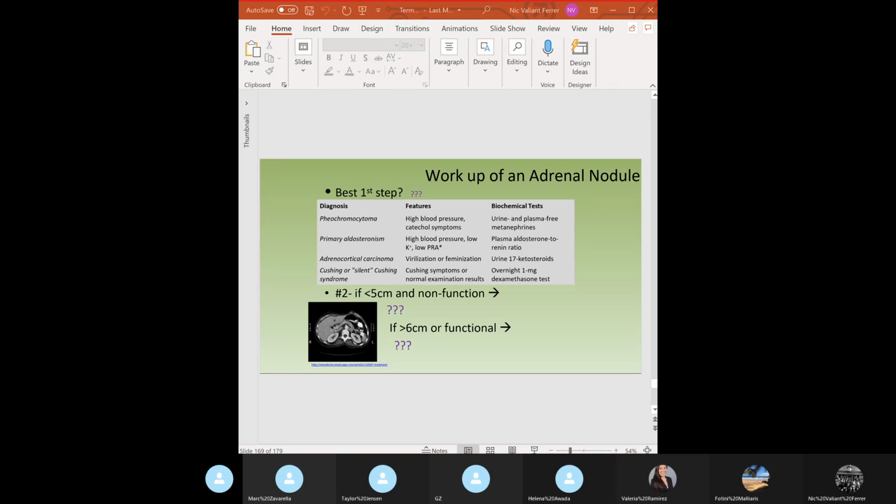Workup of an adrenal nodule, best first step is check functional status. Please note the diagnosis and the features and the biochemical tests that you're going to use for each disease, right? Pheochromocytoma, so we have high blood pressure, catecholamine symptoms. So you check urine and plasma-free metanephrines. Before surgery, what can we give in patients who have pheochromocytoma? What can we give?